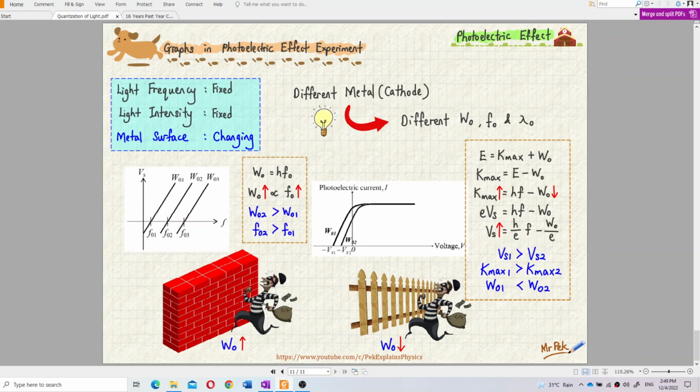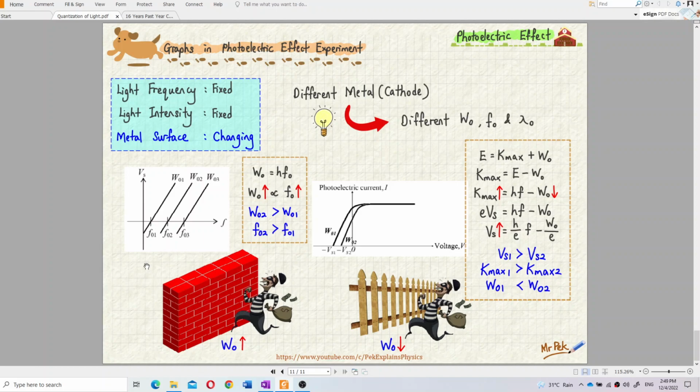This teeth is just like the photoelectron. This is like metal 1. You see that? This is like metal 1. This is like metal 2. Metal 1 has a very high work function. It's like having a very high wall. So this teeth is like the photoelectron. They have a lot of energy, but these teeth need to use a lot of energy to jump over the wall. So it uses up a lot of energy to jump over the very high wall.